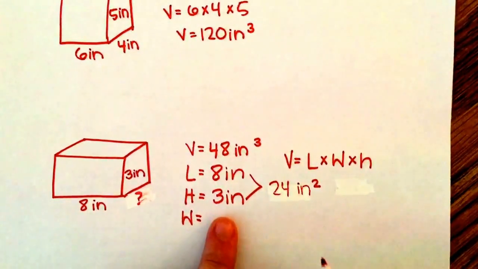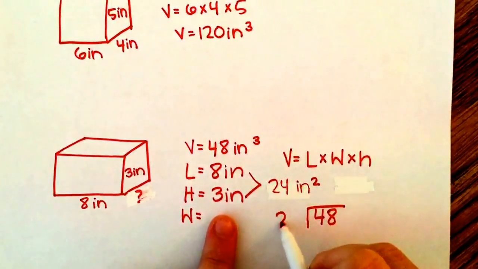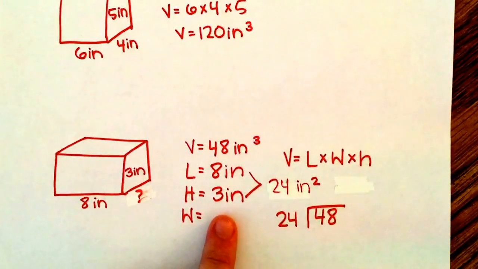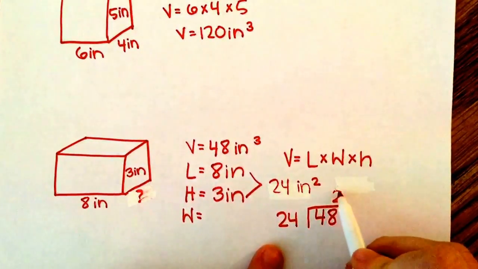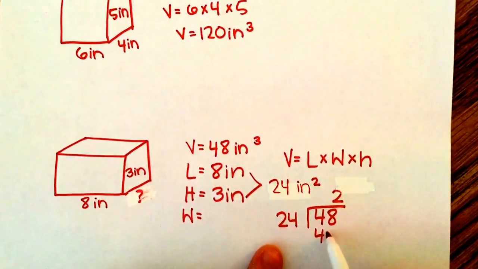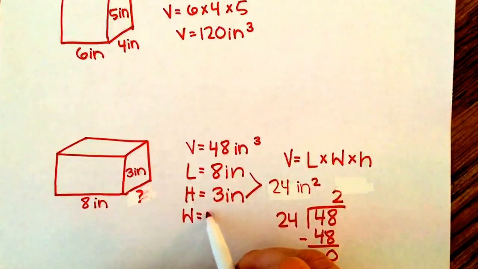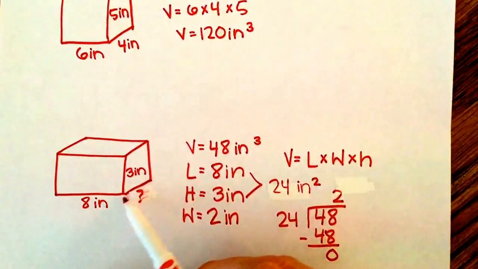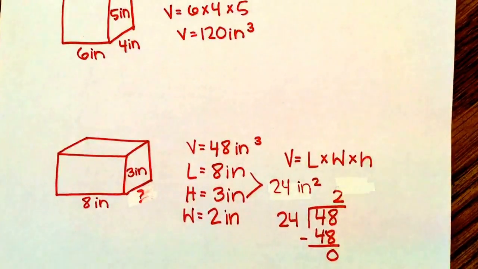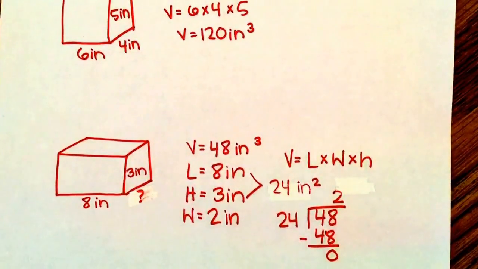To find that, I need to divide. How many times can 24 go into 48? Well, I can see that 48 is double 24, so 24 can go in twice with no remainder. So my width is 2 inches. Now my width is a one-dimensional length, so it's just inches, not inches cubed or inches squared.